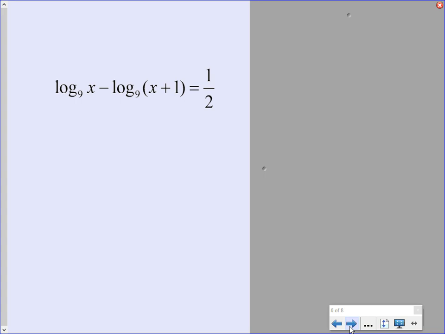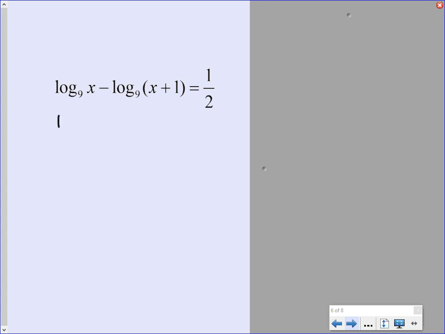Condense it first. In this one you have 2 logs, but the one-to-one property is not going to work out. If I move log base 9 of x plus 1 to the other side, I still have this plus 1/2. What am I going to do with that? When you have this extra number, that means you're probably going to use condensing.